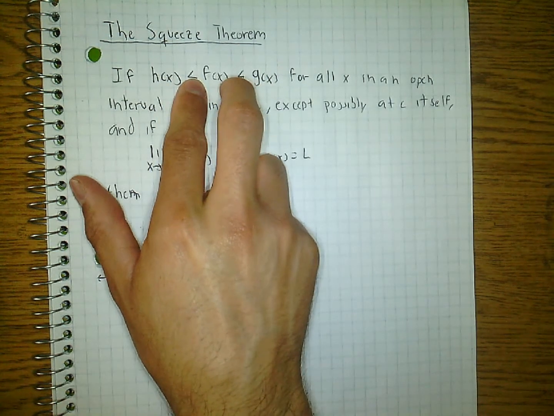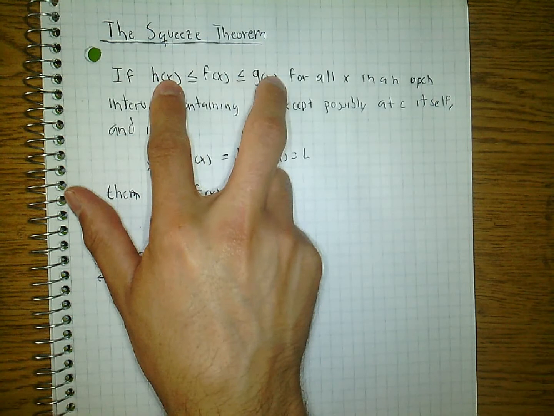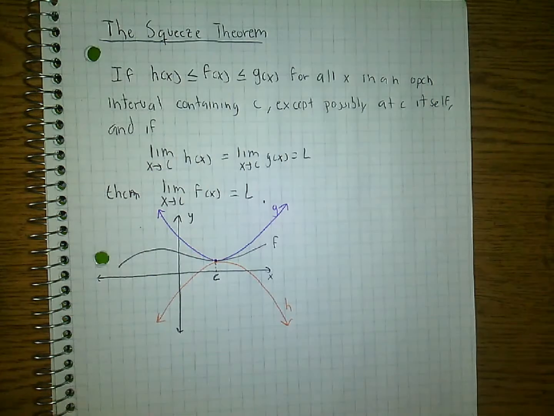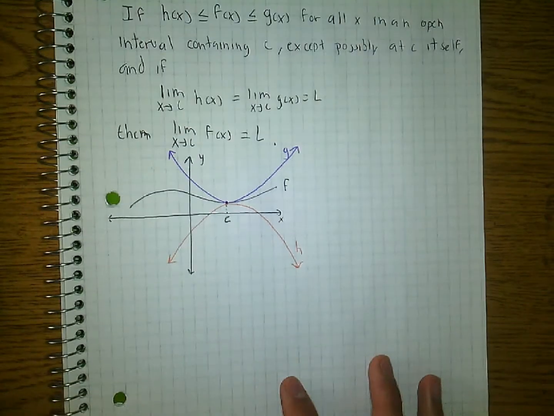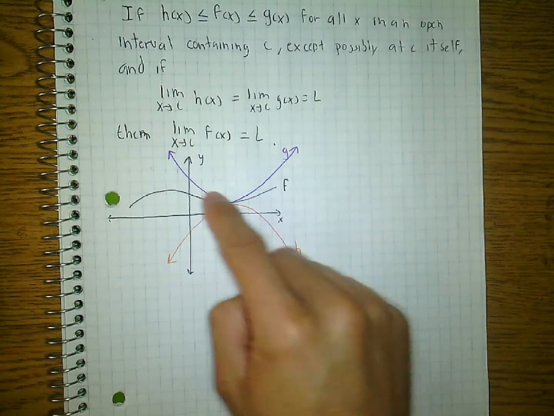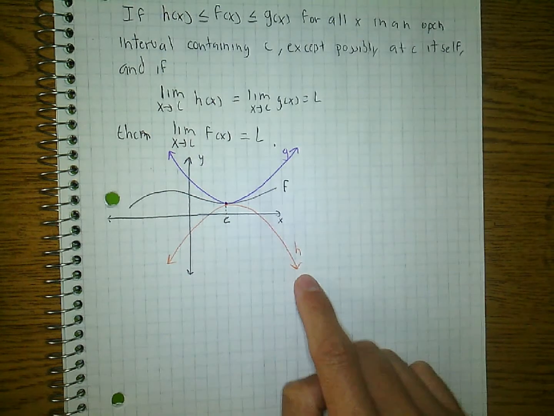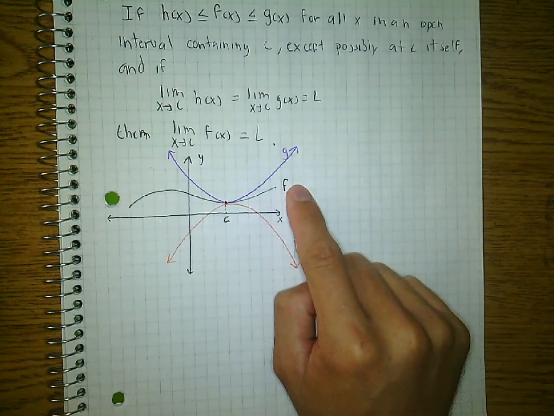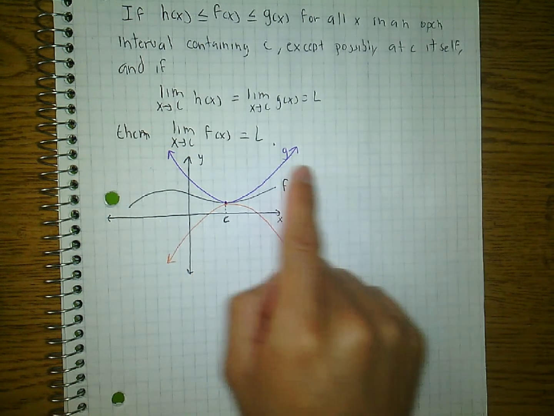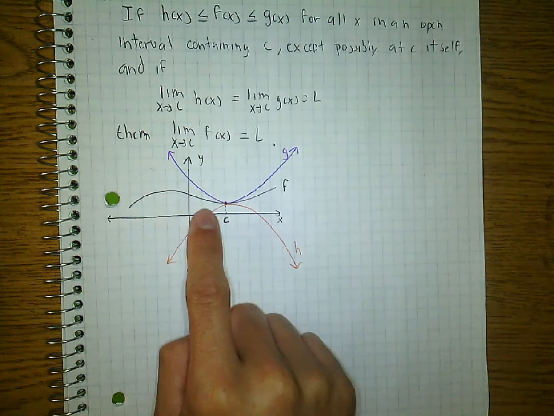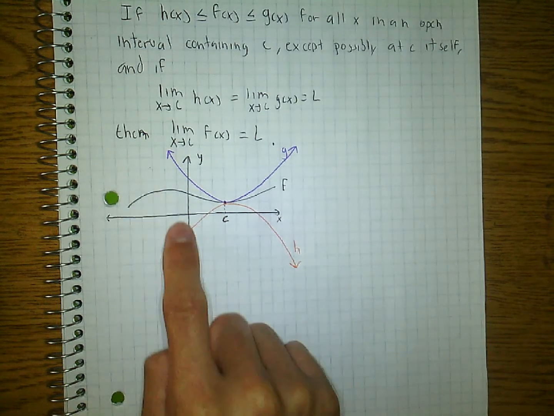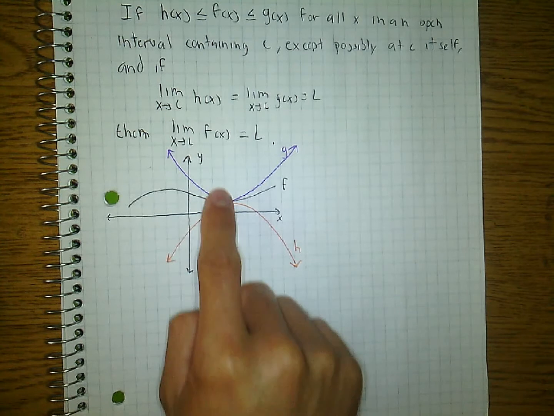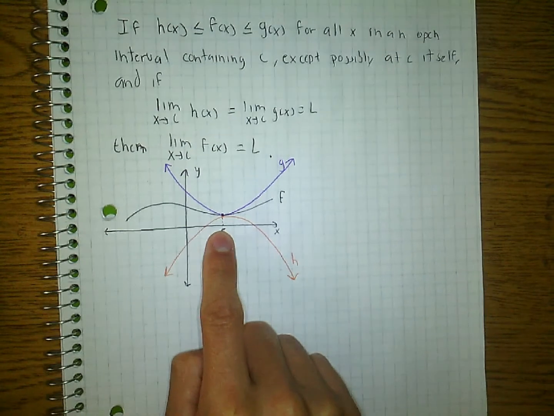It's also known as the Sandwich Theorem. The sandwich is in between the two functions. For those of you that are more of a visual learner, here's a visual example. You've got these two functions right here, and then you've got f sandwiched in between, or squeezed in between. Notice how at the value of c that we would be interested in, the limit as x approaches c for all three functions would be equal to each other.